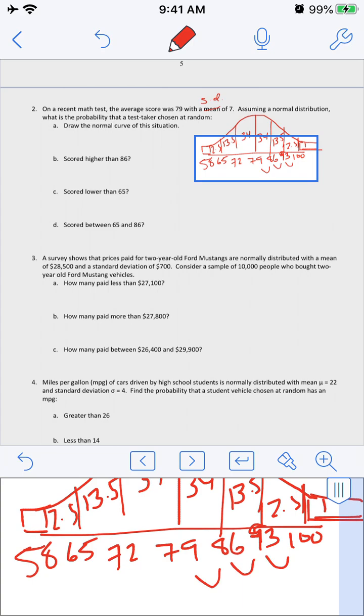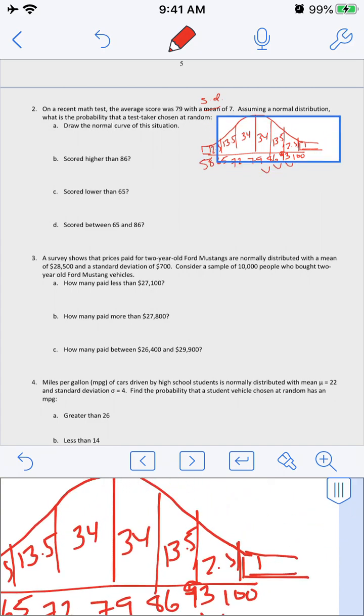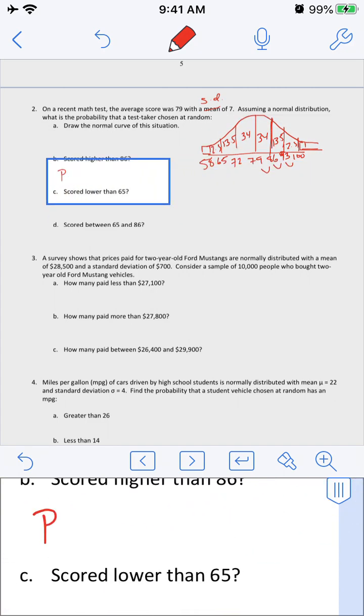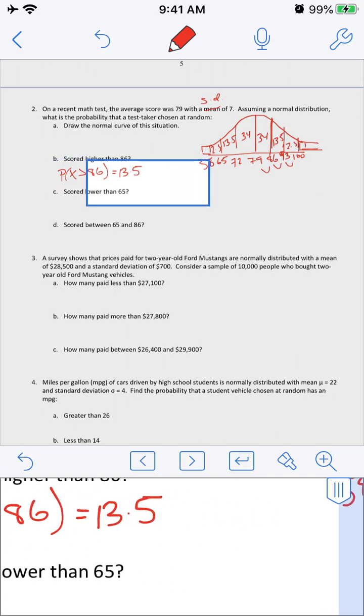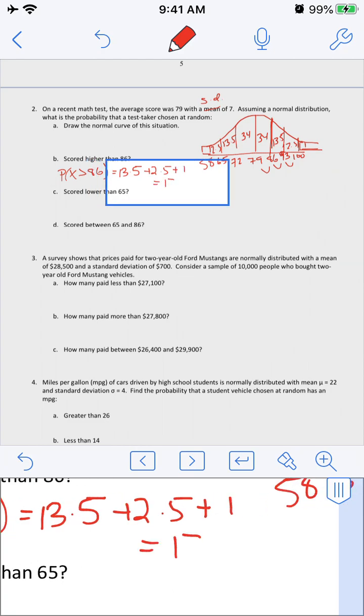Okay, so now what is the probability that a test taker chosen at random will score higher than an 86? Well, here's an 86. Higher than that, probability x is greater than 86, would be the 13.5 between 86 and 93, plus the 2.5, plus the 1. Again, we see 17%. Cool.